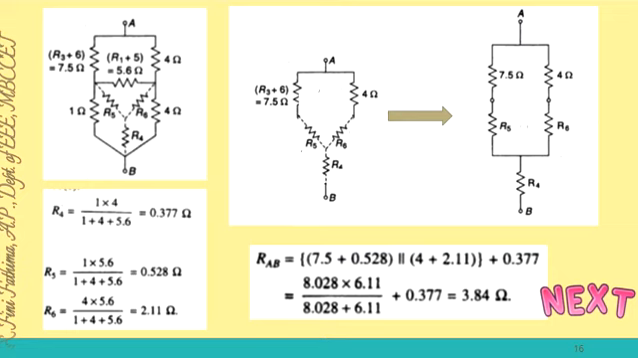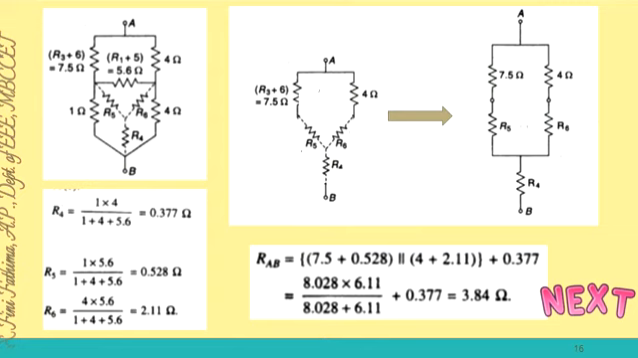That's why I have done 7.5 plus 0.528 parallel to 4 plus 2.11, and I have to solve this. So this resistance into this resistance divided by the sum of these resistances, that is 8.028 into 6.11 divided by 8.028 plus 6.11, and after that I have to add this R4 value 0.377, and you will get the value as 3.84 ohm. I hope you understood it.